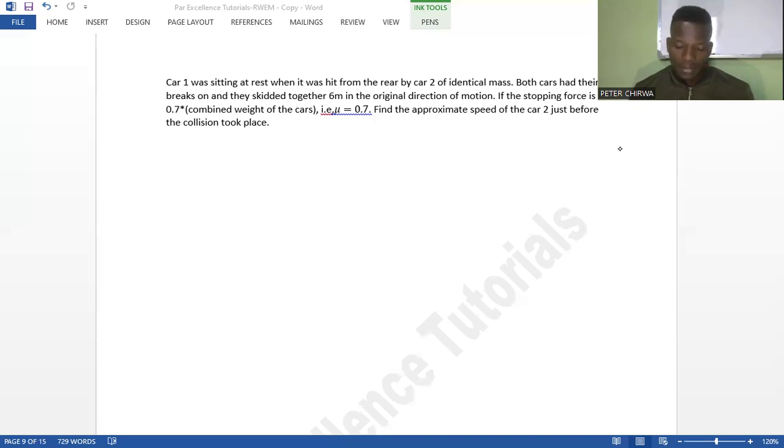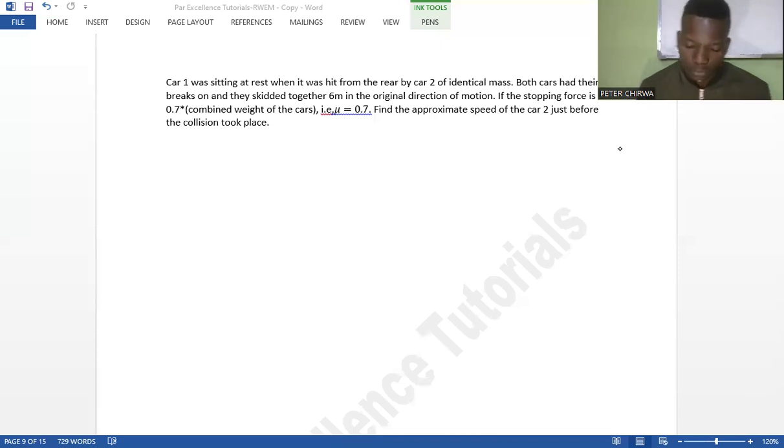And both cars had their brakes on, and they skidded together 6 meters in the original direction of motion. If the stopping force is 0.7 times the combined weight of the cars, where the coefficient of friction is 0.7, find the approximate speed of car two just before the collision took place.